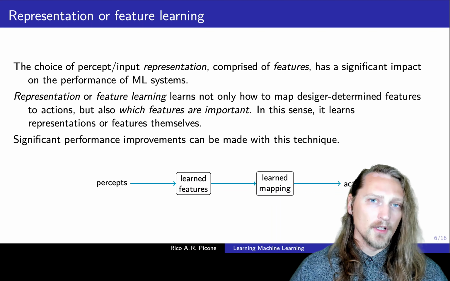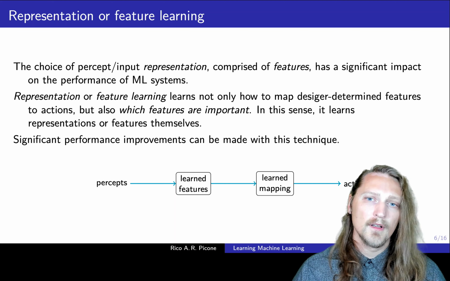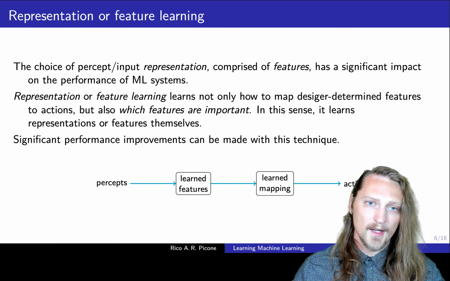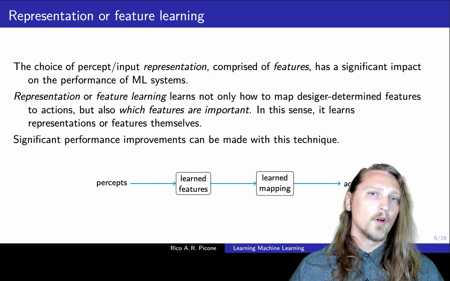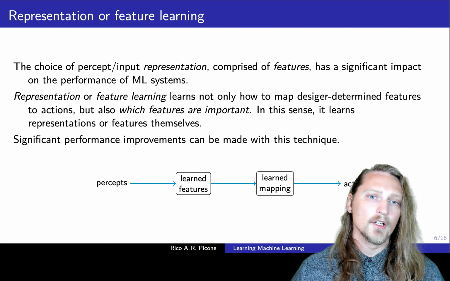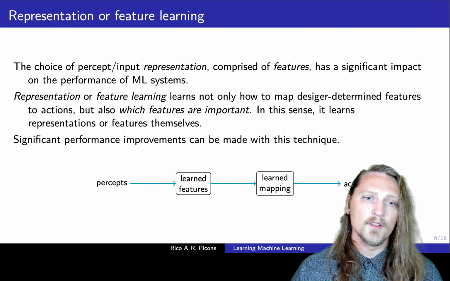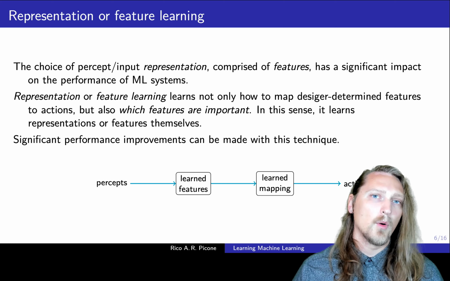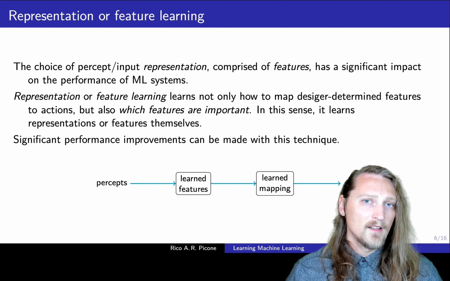Representation or feature learning. The choice of percept or input representation, comprised of features, so those features we talked about make up a representation, has a significant impact on the performance of machine learning systems. Representation or feature learning learns not only how to map designer-determined features to actions, but also which features are important. In this sense, it learns representations or features themselves. Significant improvements can be made with this technique.